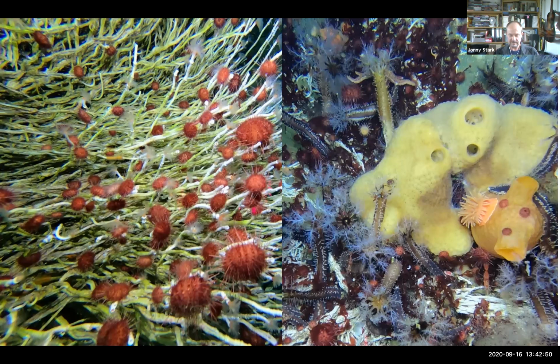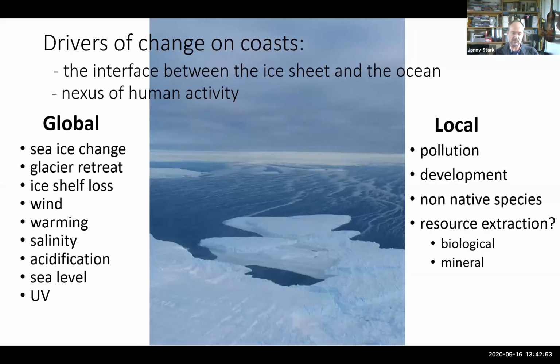So coastal areas face a range of environmental changes to key processes and drivers that are likely to cause change in coastal ecosystems. I'm not discussing all of these today, but I'm going to focus on a few of the key drivers. And these can be split into global climate changes affecting Antarctica and local ones. Globally, we have things like changes in sea ice and ocean acidification. And locally, we have things like pollution and continuing development of the coast, potential introductions of non-native species, and maybe in the future we'll see resource extraction. Who knows?